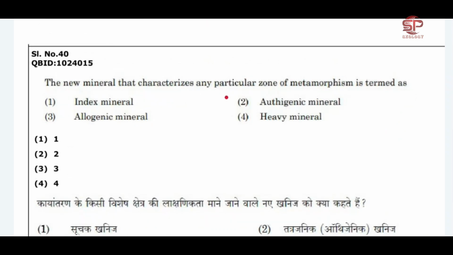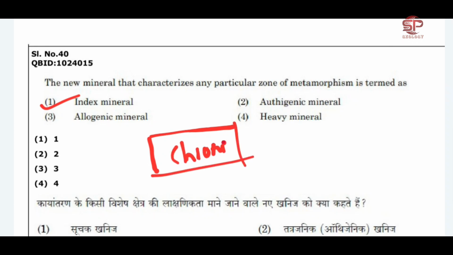The new mineral that characterizes any particular zone of metamorphism. Any zone of metamorphism starts with the appearance of a certain mineral, what we call an index mineral. Any particular zone is bounded by two index minerals, the appearance of one index mineral and the appearance of another. Suppose this is the chlorite zone, then it starts with the appearance of chlorite, the chlorite isograd, and ends with the appearance of biotite mineral. So the mineral that characterizes any particular zone of metamorphism is termed an index mineral.